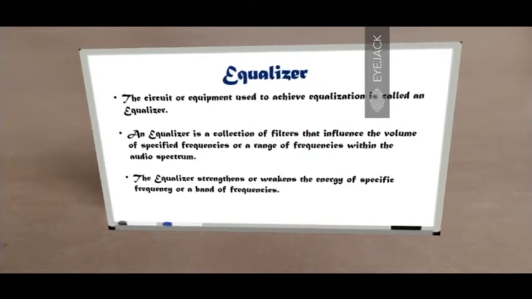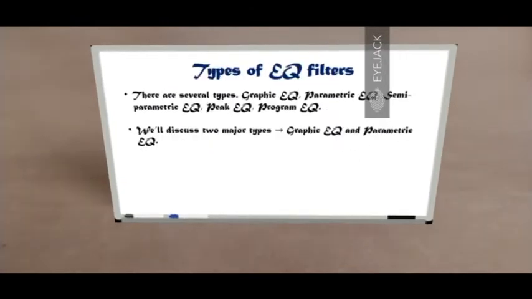It is so flexible that it can increase the presence of certain frequencies which are really required, and decrease the presence of certain frequencies which are not required at all. There are different types of EQ filters available to perform the equalization operation, such as graphic EQ, parametric EQ, semi-parametric EQ, peak EQ, and programmable EQ. But today we'll discuss two major types, which are graphic EQ and parametric EQ.